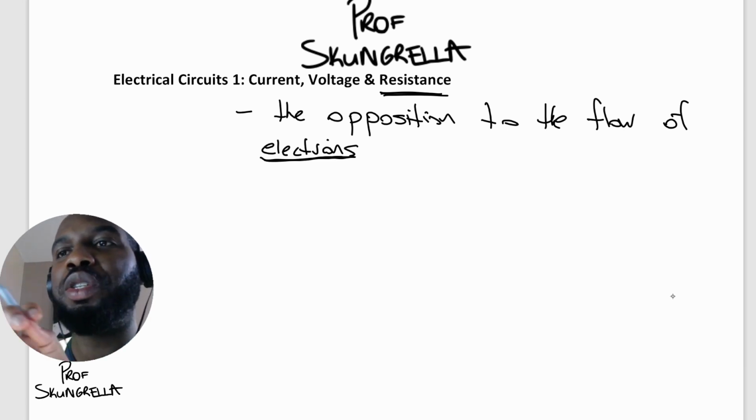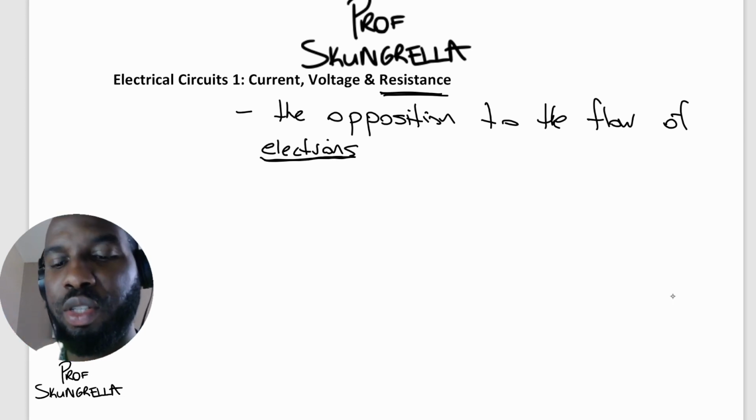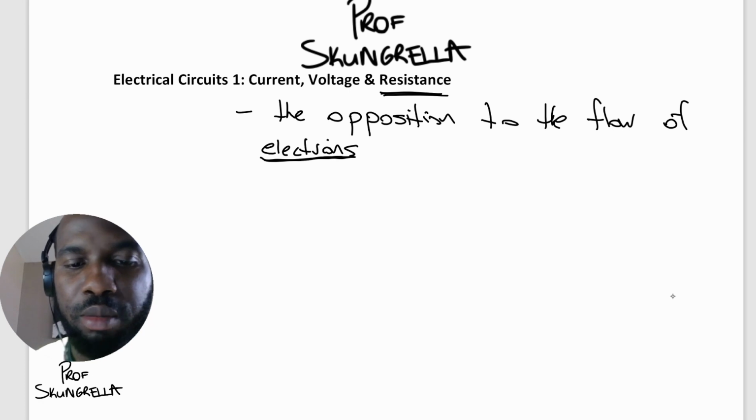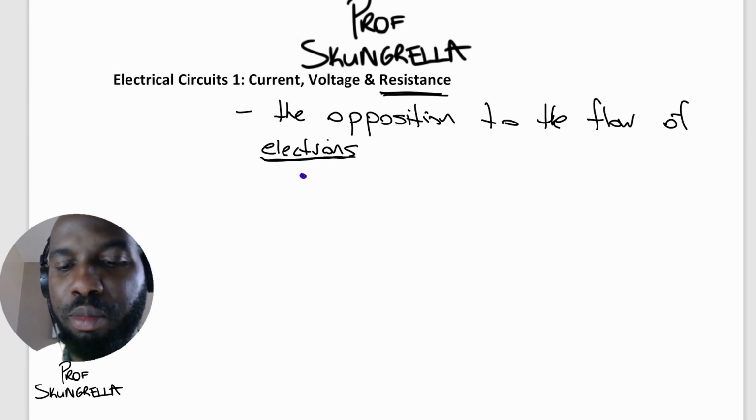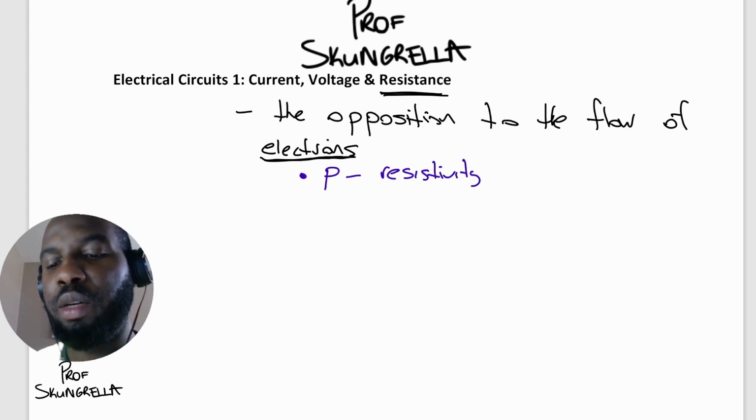Now, what causes resistance is based on a number of different factors. Resistance is based on the resistivity of the material. So the material has a resistivity which is inherent to that material. So put resistivity. All different materials have different coefficients of resistivity.